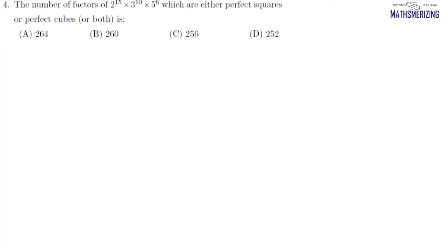Now here the question is: number of factors of 2^15 × 3^10 × 5^6 which are either perfect squares or perfect cubes.